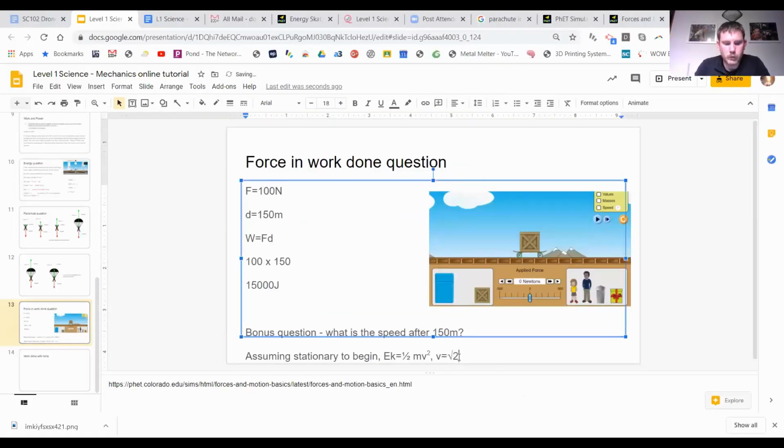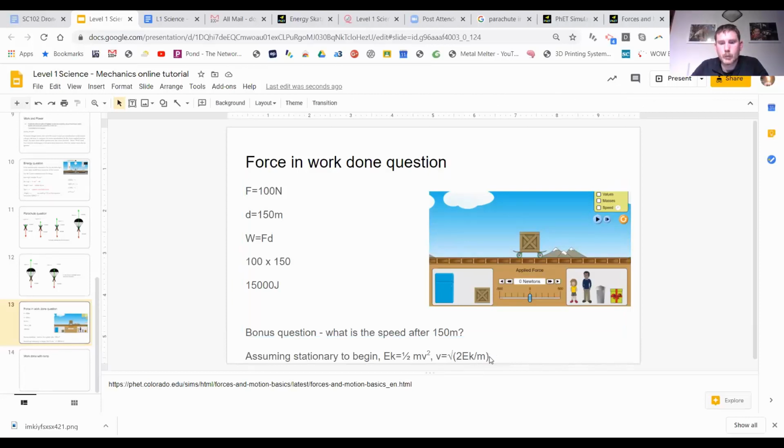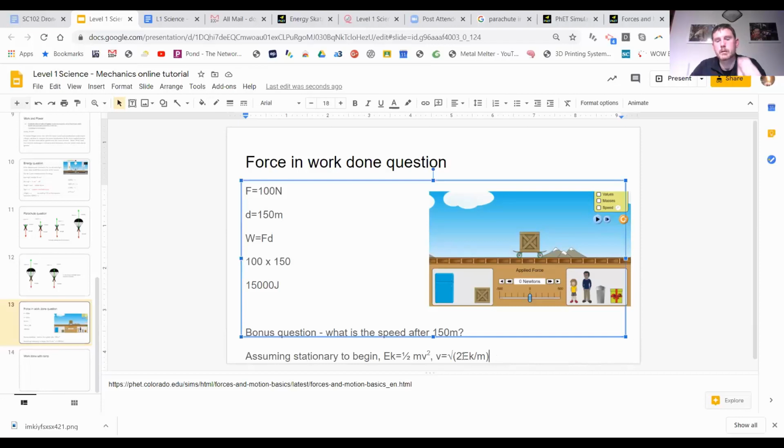So V equals square root of 2Ek, and I'm not going through the rearrangement here just for speed in terms of time, rather than, that's a bit confusing. So V equals the square root of 2Ek over m, and so it will be the square root of 30,000 joules divided by mass. I can't remember what mass the object was.